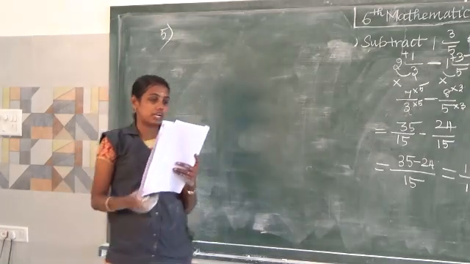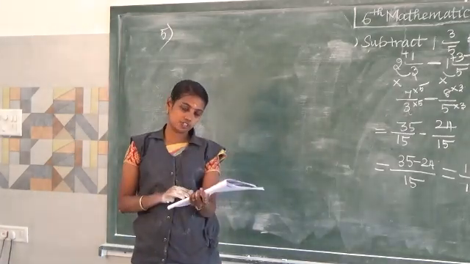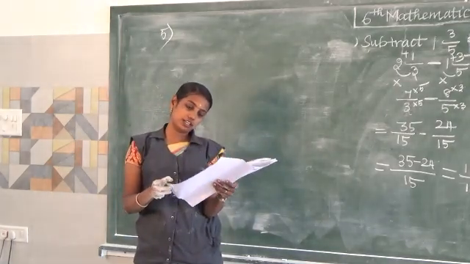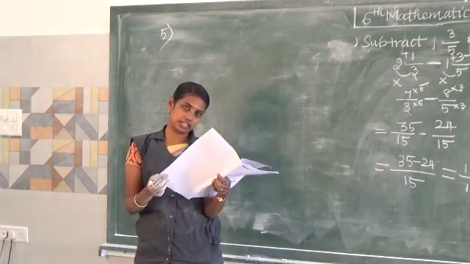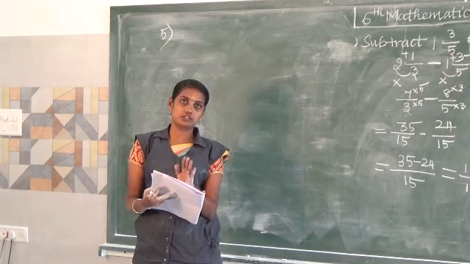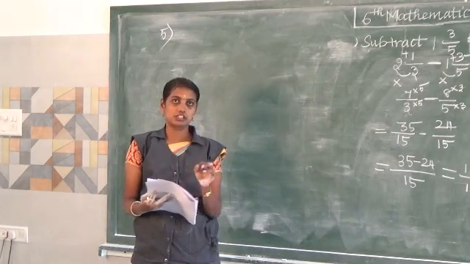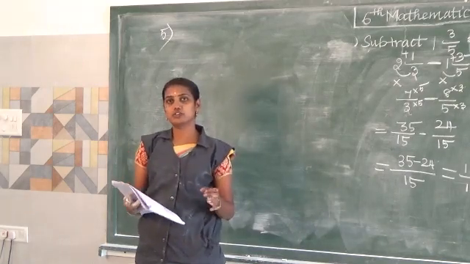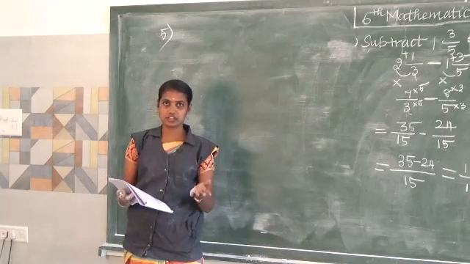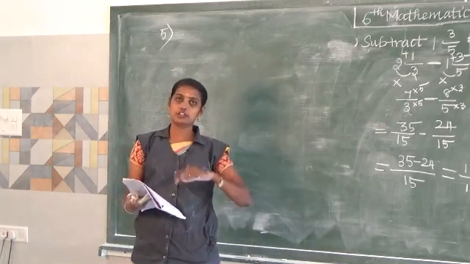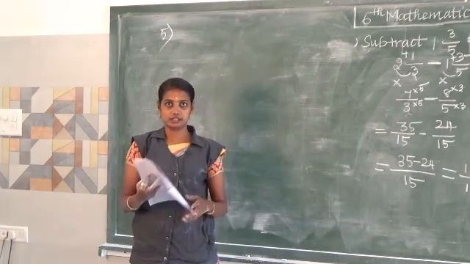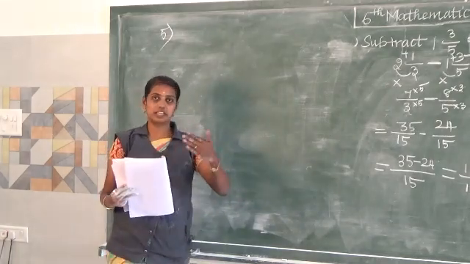Question number 5 is multiplication. In question number 3 we learned addition and subtraction, in question number 4 we learned the conversion, and in question number 5 we are going to learn multiplication. For multiplication, you don't need to see whether it is like or unlike. Just whatever it is given, multiply. If you can divide, then divide and write. Divide means simplification.